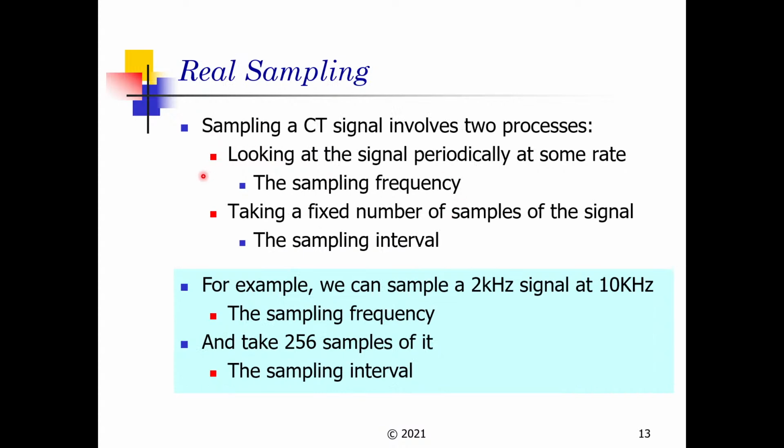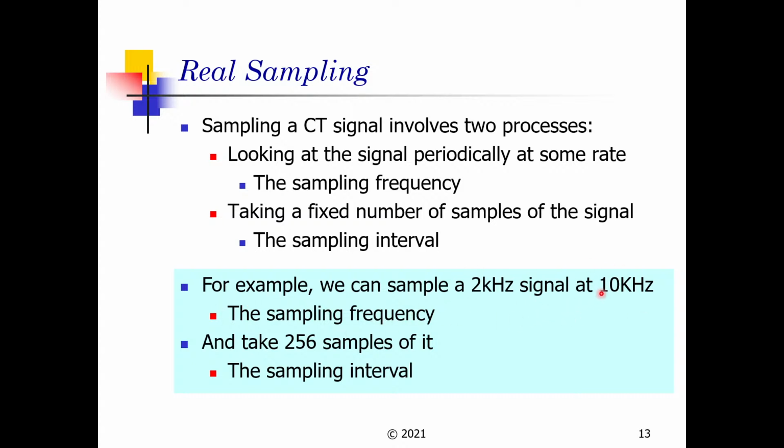Now, in sampling a continuous time signal, you could typically do that in two ways. You could watch the signal periodically at some rate and formulate your sampling frequency, or you could take a fixed number of samples of that signal, formulating your sampling interval instead. You could do a mixture of the two as well to match up the sampling frequency and the sampling interval. But typically you use one or the other when sampling a continuous time signal to get a discrete time signal counterpart.